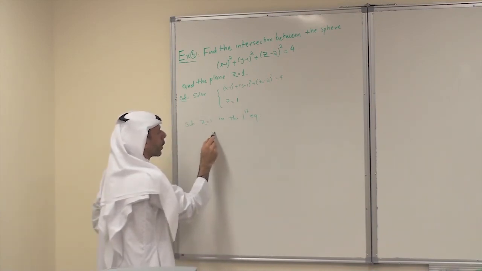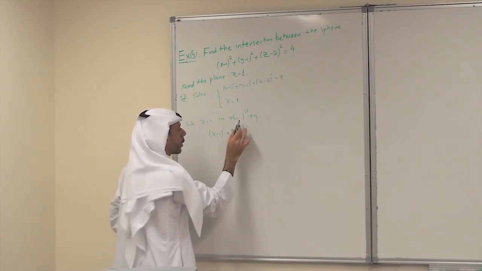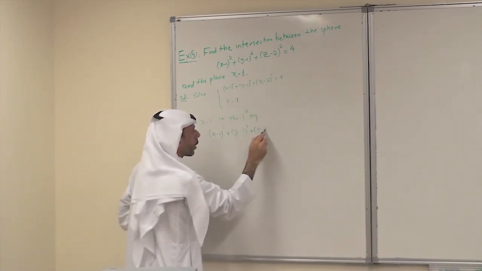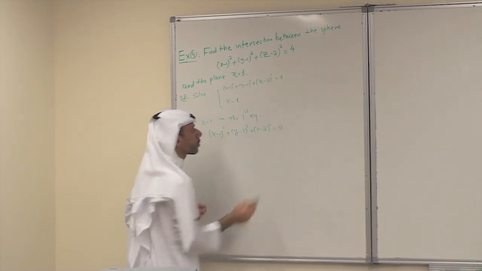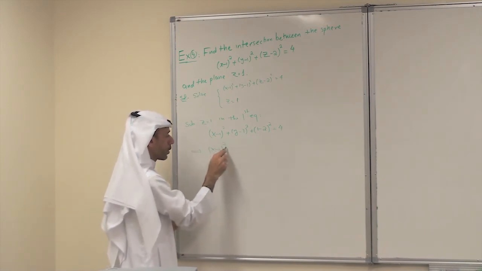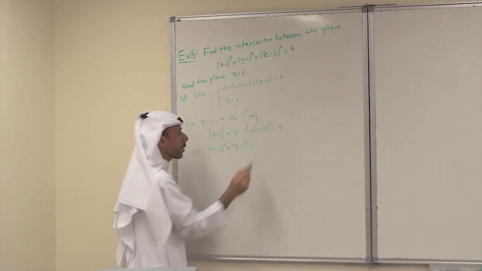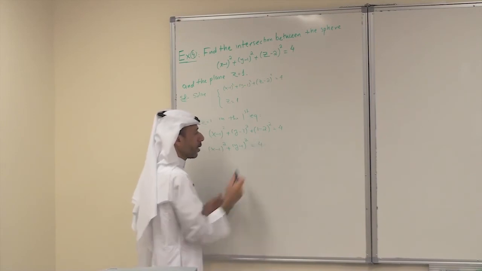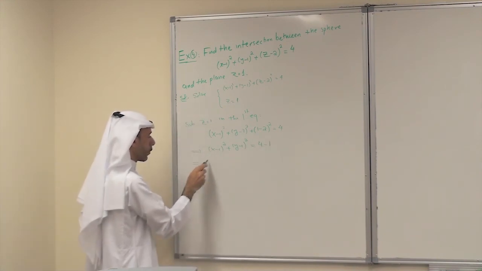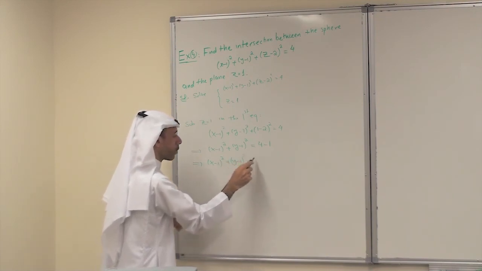When you substitute, you get the following: (x minus 1) squared plus (y minus 1) squared plus, now instead of z I write 1, (1 minus 2) squared equals 4. Simplify, so this gives us the following: (x minus 1) squared plus (y minus 1) squared equals 4. This is minus 1 squared, 1, take it to the other side. So we get: (x minus 1) squared plus (y minus 1) squared equals 3.